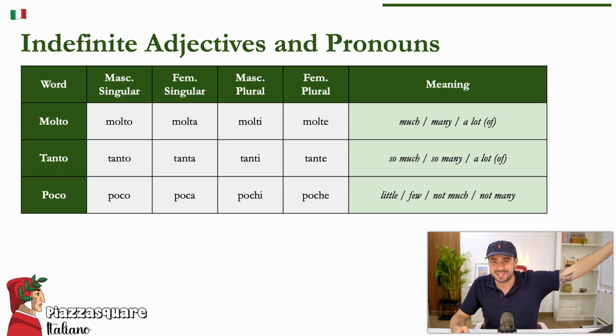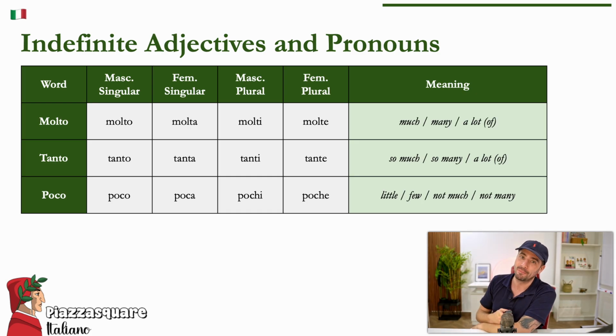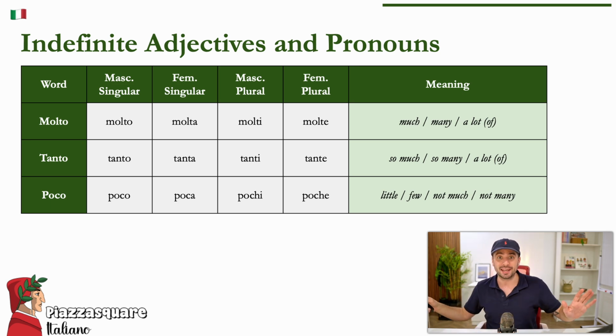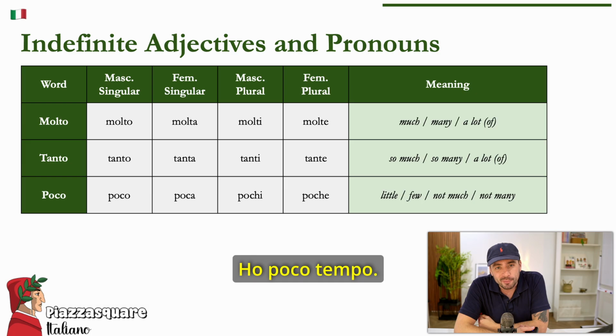Poco, masculine singular; poca, feminine singular; pochi, masculine plural; poche, feminine plural. Means little, few, not much, not many, a small quantity. Note the spelling in the plural masculine pochi with an H and feminine poche, also here with an H. Example, ho poco tempo, I have little time. Poco is masculine singular agreeing with tempo, time.